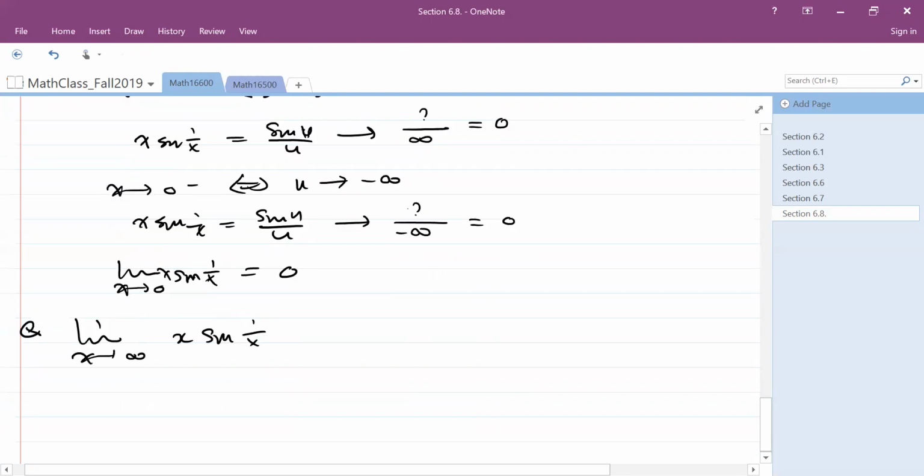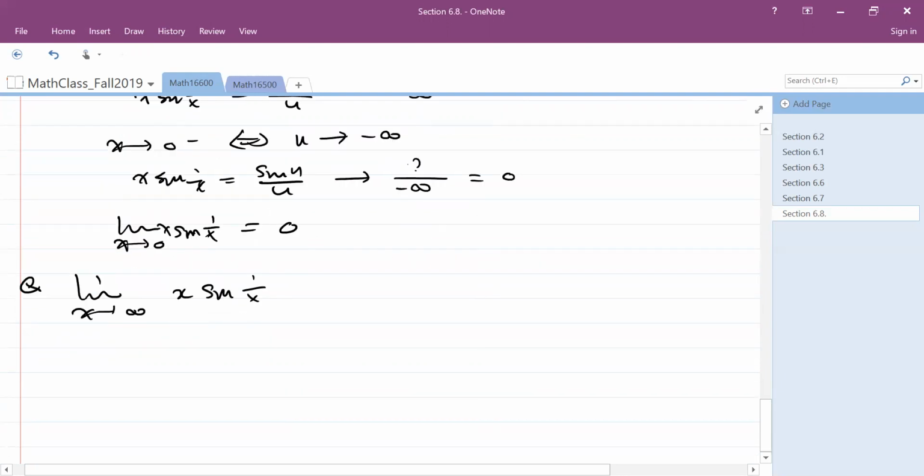maybe we can apply L'Hopital's rule. This is not a 0 over 0 type, but it can be written as sine 1 over x divided by 1 over x. So what type is it? When x approaches infinity, 1 over x approaches 0. So sine 0 over 0, it's a 0 over 0 type, right?